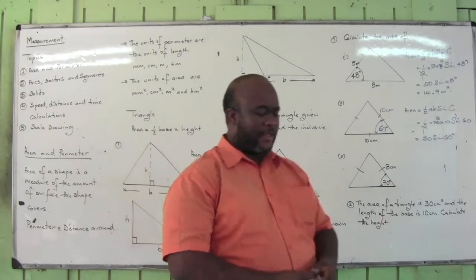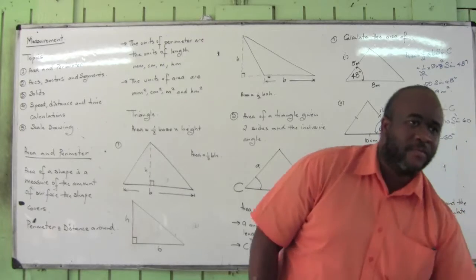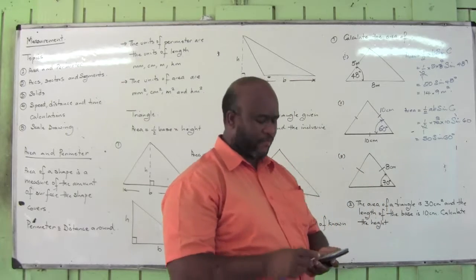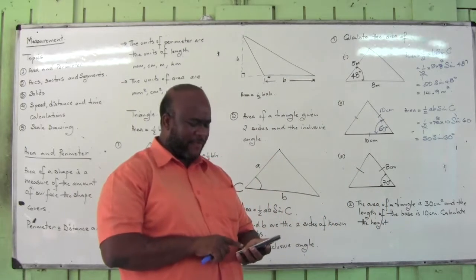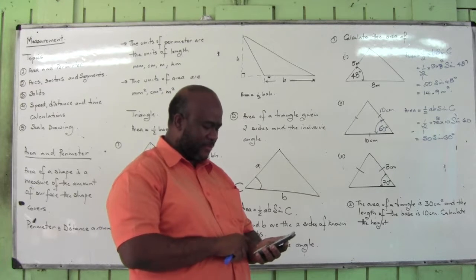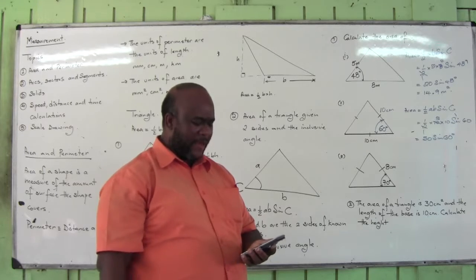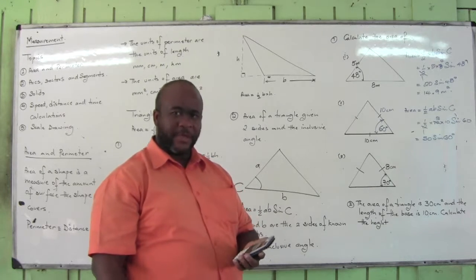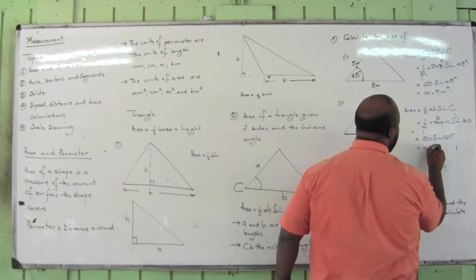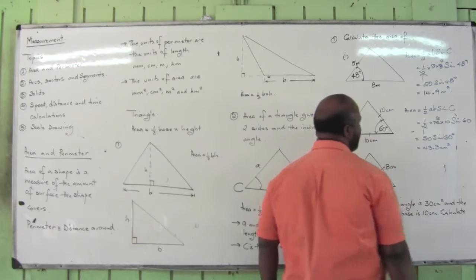It's like the calculator is on the wrong setting. What did you get actually? So it's 50 sine 60. I have 43.3. So the area is 43.3 centimeters square.